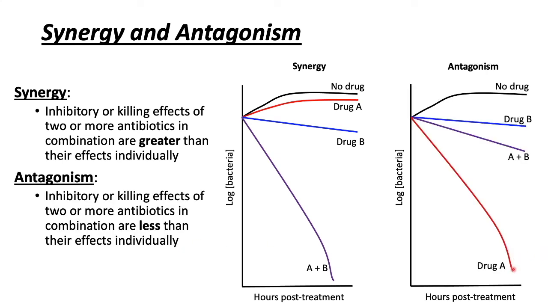Antagonism is the exact opposite. You can see drug A alone is fairly effective. Drug B is not as effective. A plus B antagonizes drug A when compared with no drug. That is antagonism. That's where one drug inhibits the action of the other.